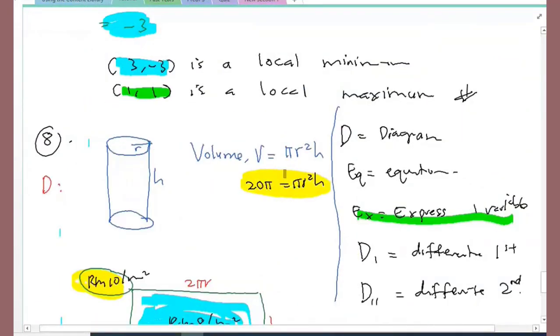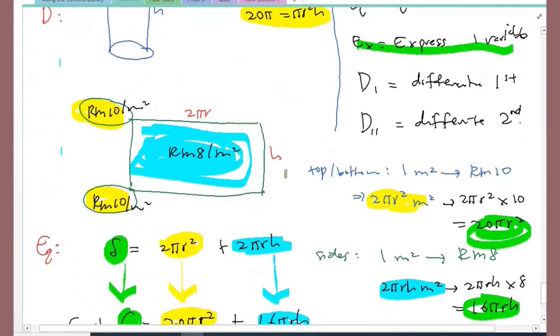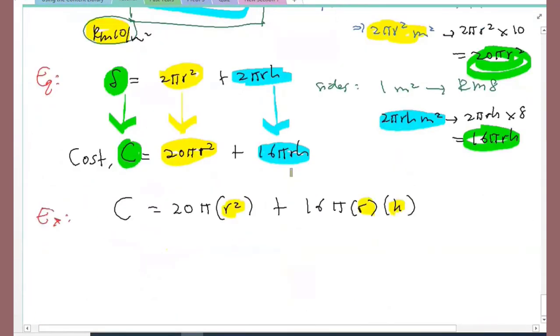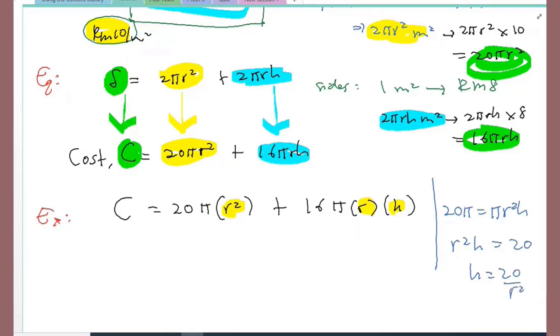The info is 20 pi is equal to pi R square H, right? The volume. So now R, okay, 20. Up to you, H is 20 over R square. Okay, now substitute this.